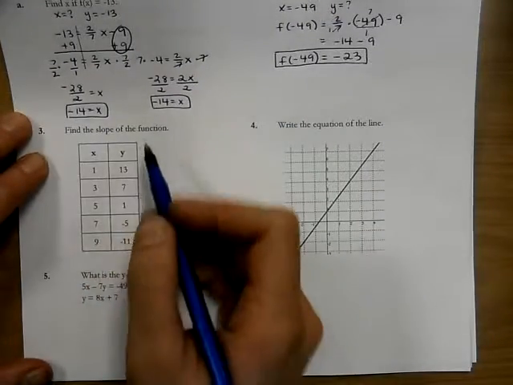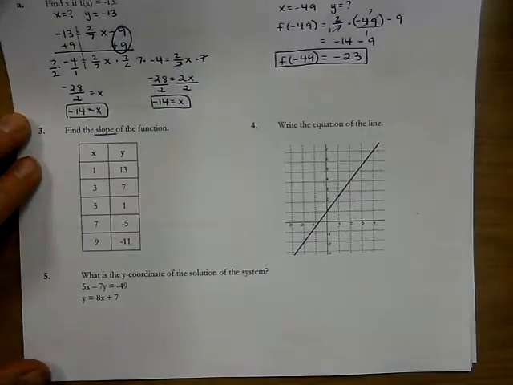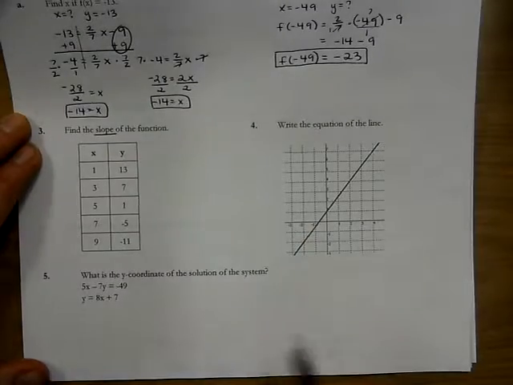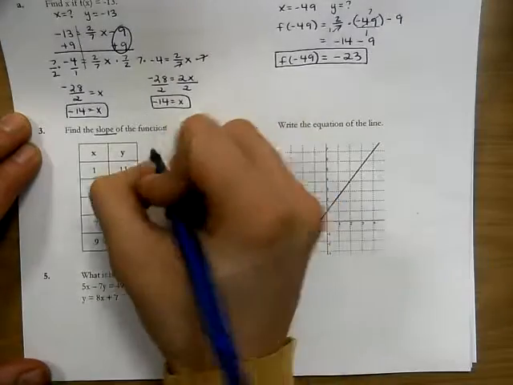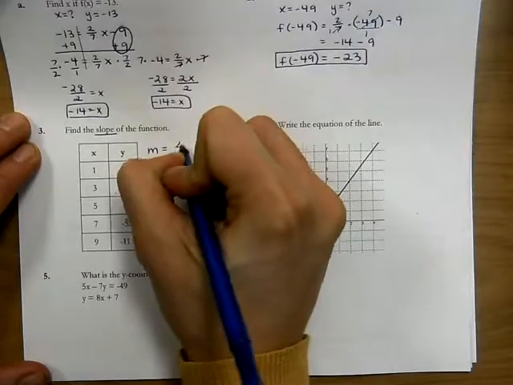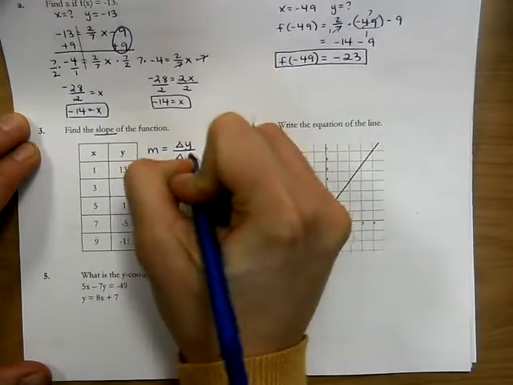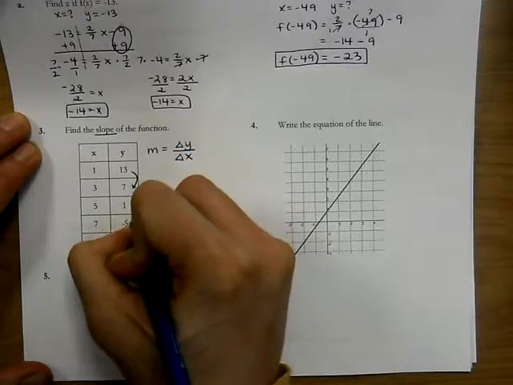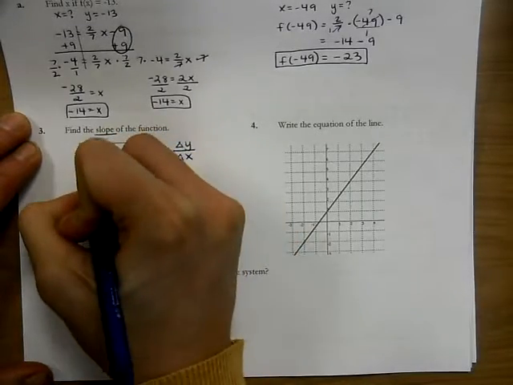For number 3, it says find the slope of the function. When I think of slope, I think of a lot of different things. I'm thinking rise over run. I'm thinking of rate of change. I know we had a slope formula. In this case, when I'm looking at the table, what comes to mind is that the slope, we'll use a lowercase m, is equal to the change in y over the change in x. So I have to see how y is changing and how x is changing.